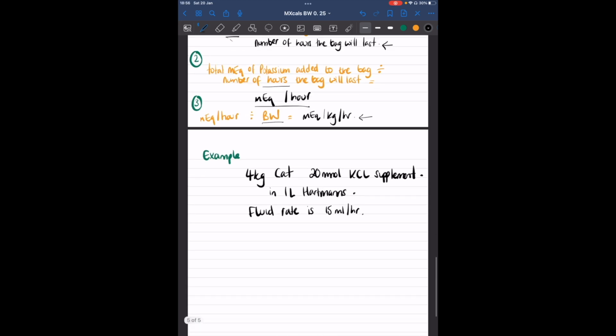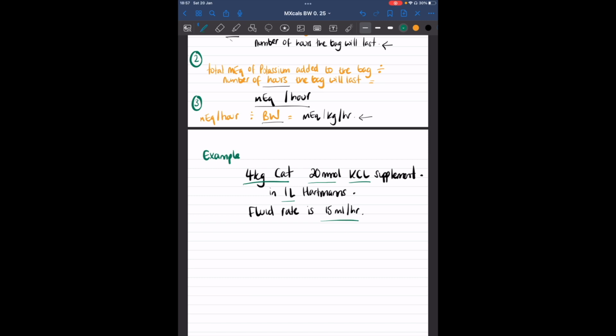So let's go through an example here. We have a 4 kilogram kitty cat. The vet has asked us to supplement 20 millimoles or milliequivalents of potassium in its fluid bag, and it is on a 1 litre Hartmann's. And the fluid rate that the vet has asked you to put the cat on is 15 mils an hour. So that's everything we need to do our calculation.